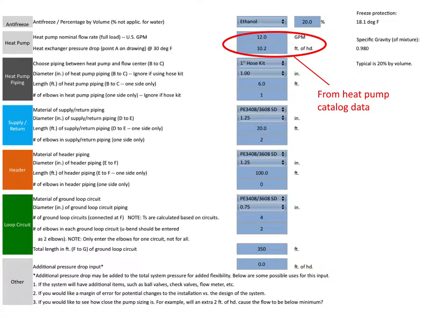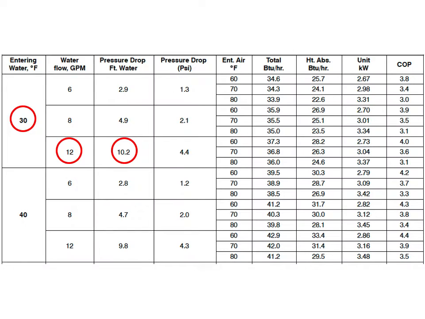Once we have antifreeze, now we need catalog data for the heat pump. In this case, I've keyed in 12 gallons per minute at 10.2 feet of head. So we'll need to pull up that data from the heat pump manufacturer. And in this case, we're using a 4-ton heat pump. We'll look at the lowest entering water temperature expected. In this case, we're expecting 30 degrees. If it's warmer, we would look at a different temperature. If it's colder, we would look at a colder temperature. And then we'll look at the appropriate flow rate.